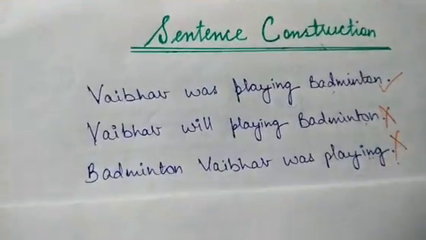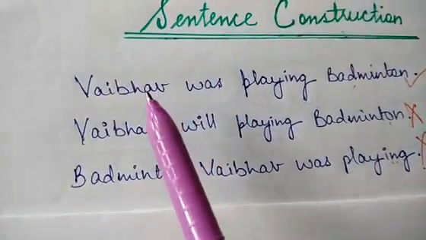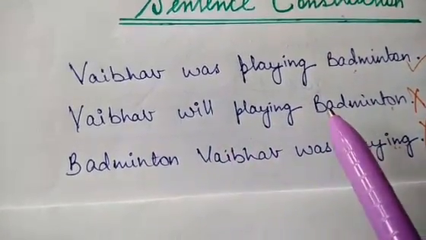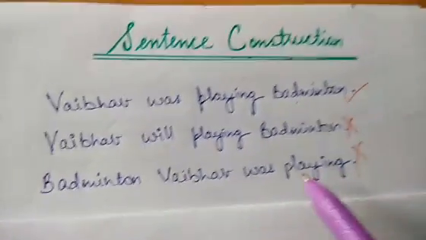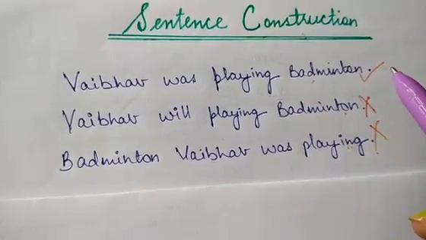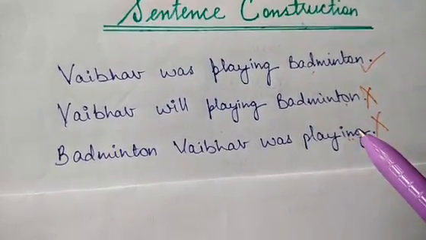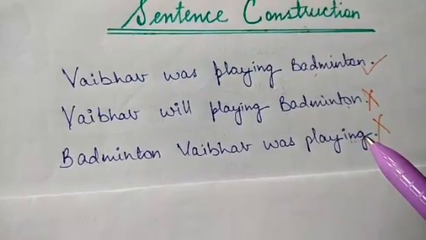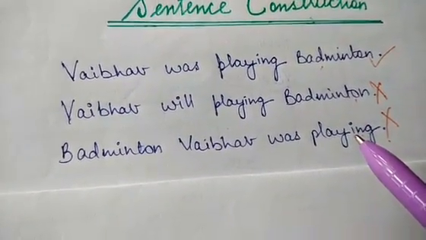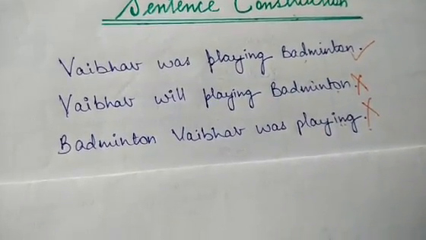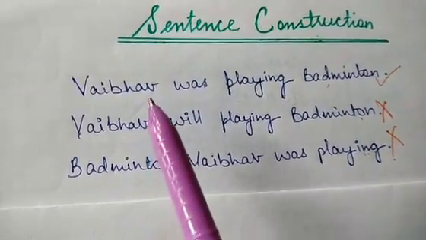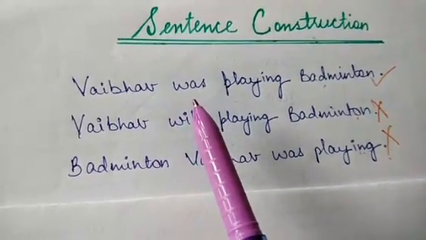Taking an example here, I have written 3 sentences. Vaibhav was playing badminton. Vaibhav will playing badminton. Badminton Vaibhav was playing. If you observe, only the first sentence is correct and the second and third are wrong. But why? Even when the second and third sentences are only a slight rearrangement of the first sentence. Does English have a certain formula, as mathematics and science do?